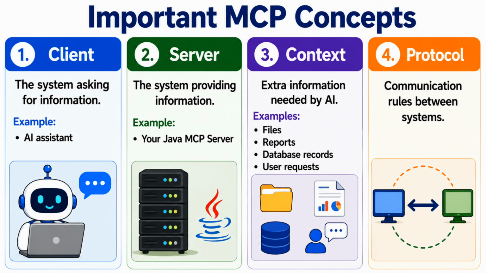Now we will see important MCP concepts. First one, client, the system asking for information. For example, an AI assistant. Second one, server, the system providing information. For example, your Java MCP server. Third one, context, extra information needed by AI. For example, files, reports, database records, and user requests. Fourth one, protocol, communication rules between systems.